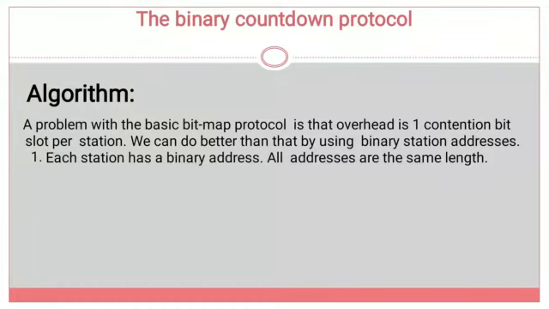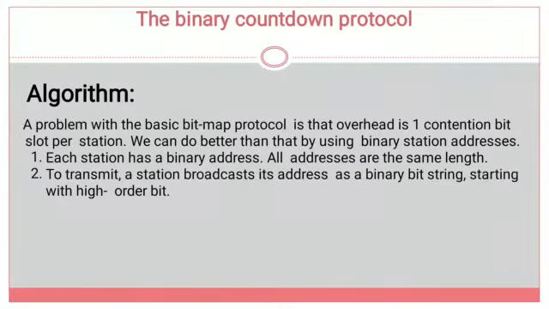Step 1, each station has a binary address. All addresses are considered to be of the same length. That means we will mention the binary address of each and every station, and the length of those addresses is the same. To transmit, a station broadcasts its address as a binary bit string, starting with the high order bit.